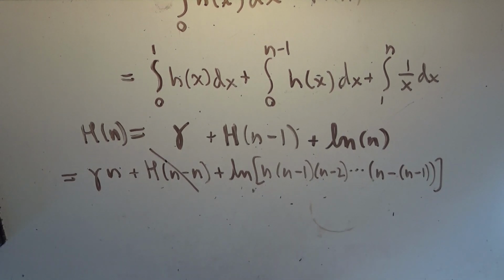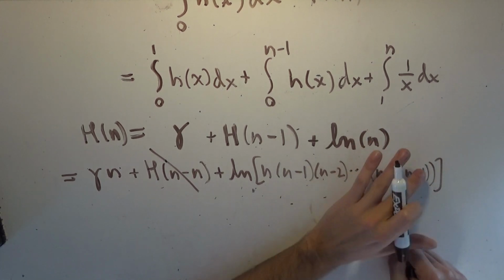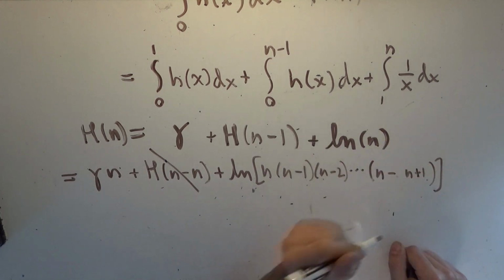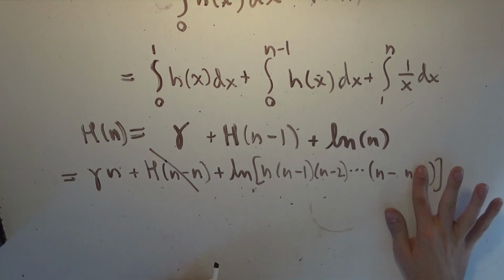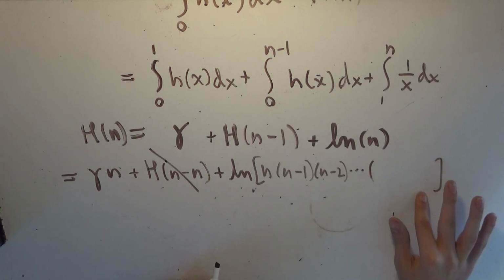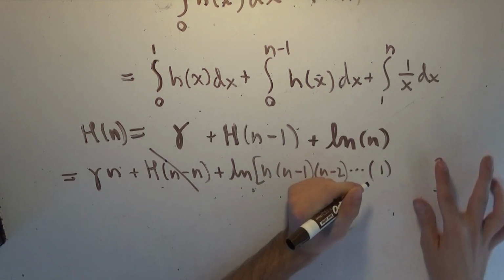And now what do we have? We have the natural logarithm of the product of n times n minus 1 times n minus 2, all the way down to n minus 1. But what happens when I distribute this negative? I end up with negative n plus 1. And what's n minus n? N minus n is 0, which means the last term of this product that's always decreasing by 1 is 1.